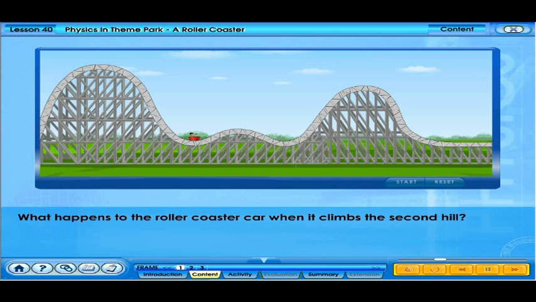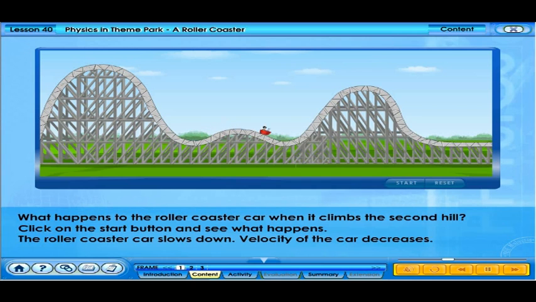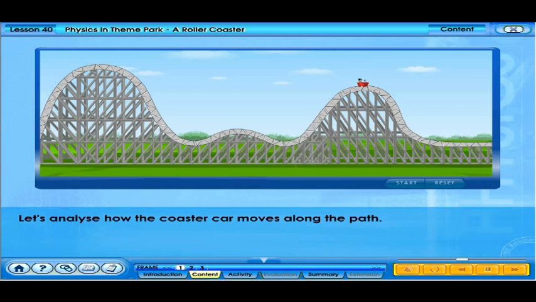What happens to the roller coaster car when it climbs the second hill? Click on the Start button and see what happens. The roller coaster car slows down. Velocity of the car decreases. We know that the velocity of the roller coaster increases and decreases along the ride. Let's analyze how the coaster car moves along the path.